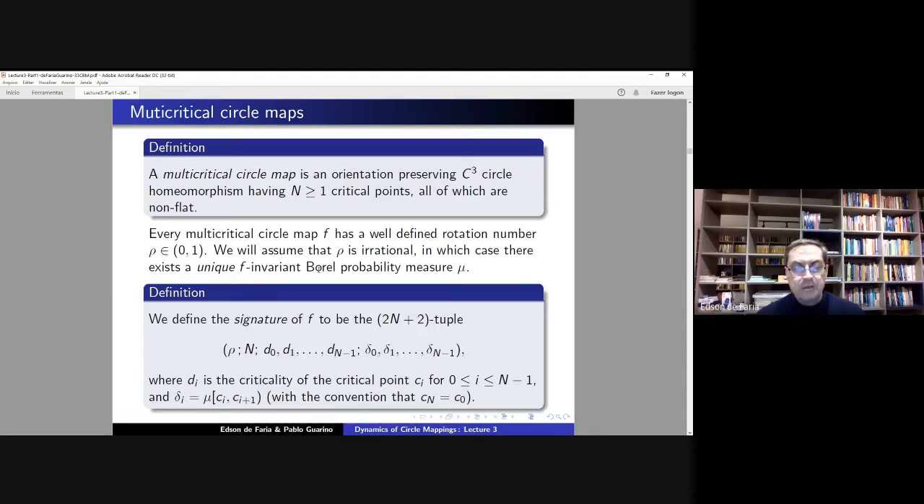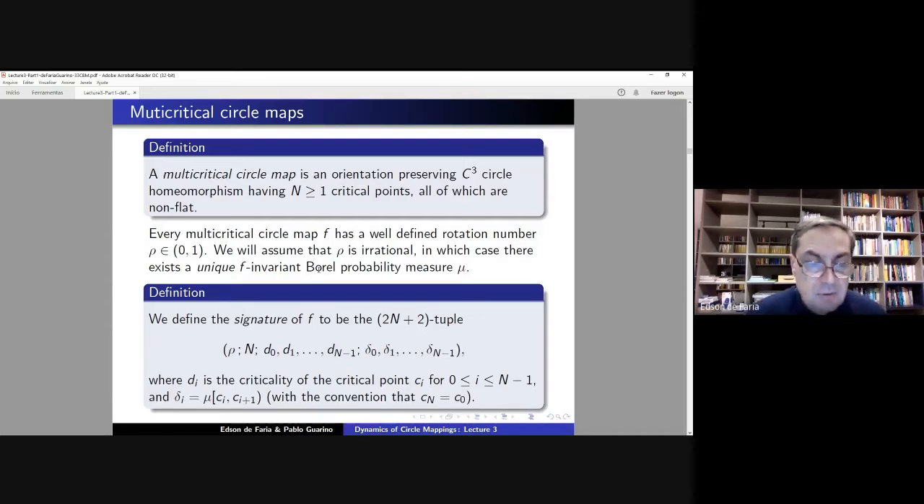So part of the data is, of course, the rotation number. The number n is the number of critical points that you have. The d sub i's that you see there, d0, d1, and so on, these are the criticalities of the various critical points. And then you have also n numbers between 0 and 1, which are defined like so.